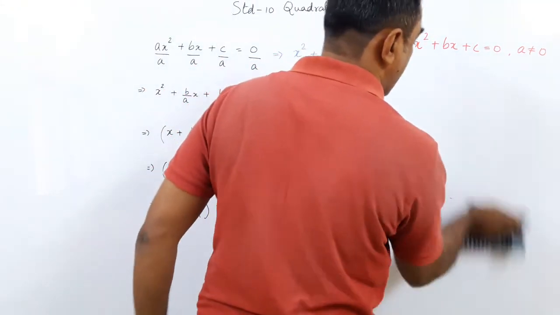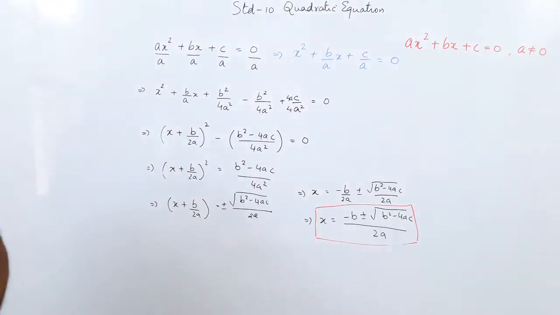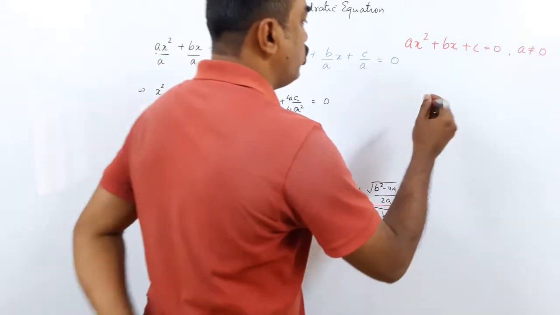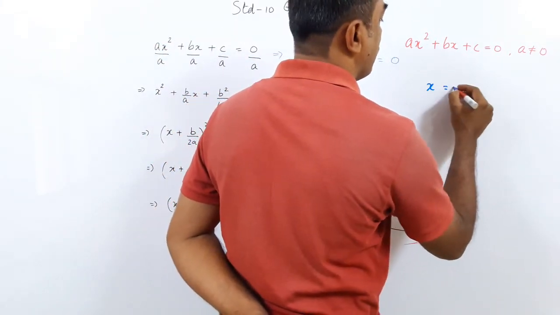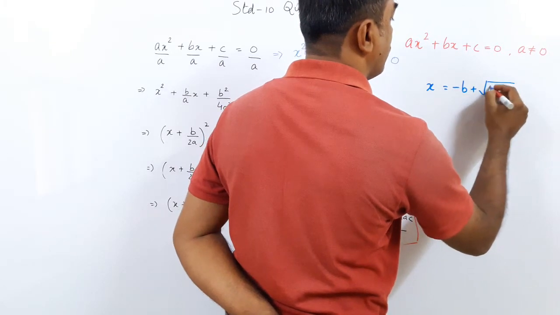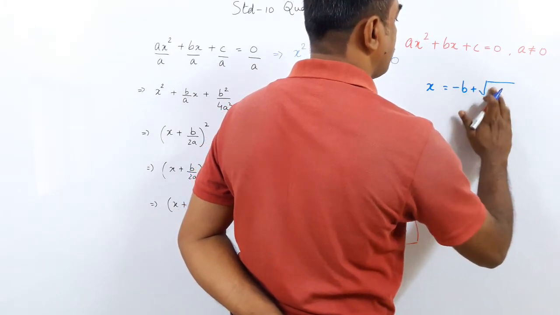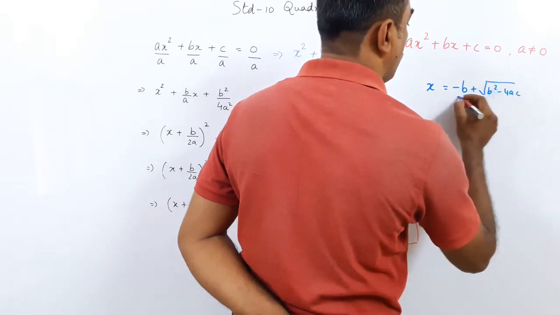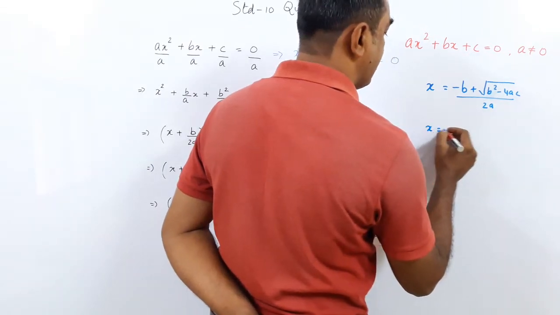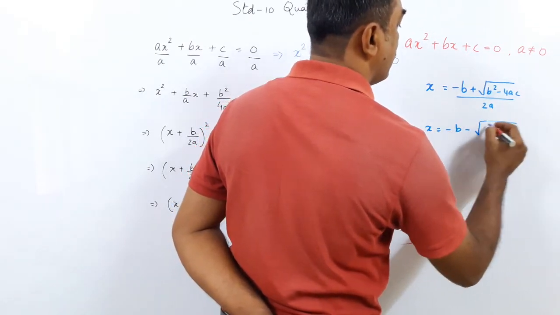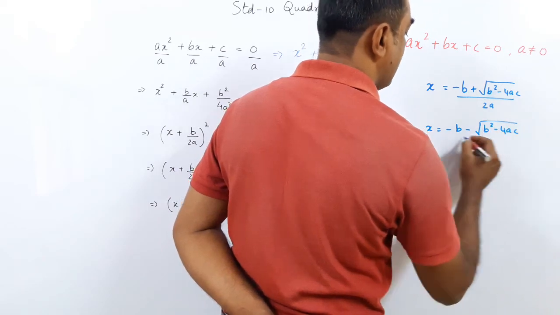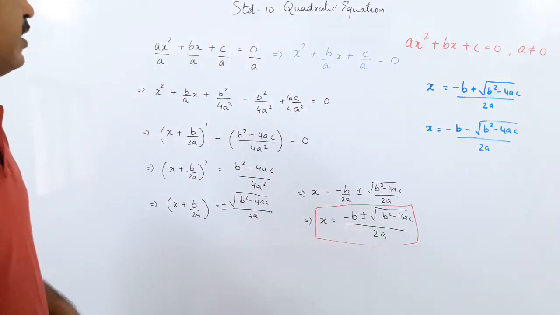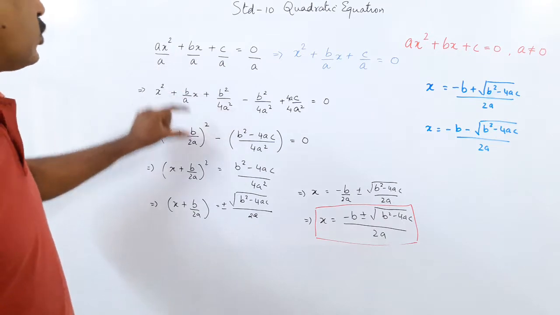That by this method, this is called the quadratic formula. So I'll write down what we have got. The two roots are x equal to minus b plus under root b square minus 4ac upon 2a is one root, and x equal to minus b minus under root b square minus 4ac upon 2a is the second root. So a quadratic equation has got two roots, and that is what I have derived by the completing the square method.